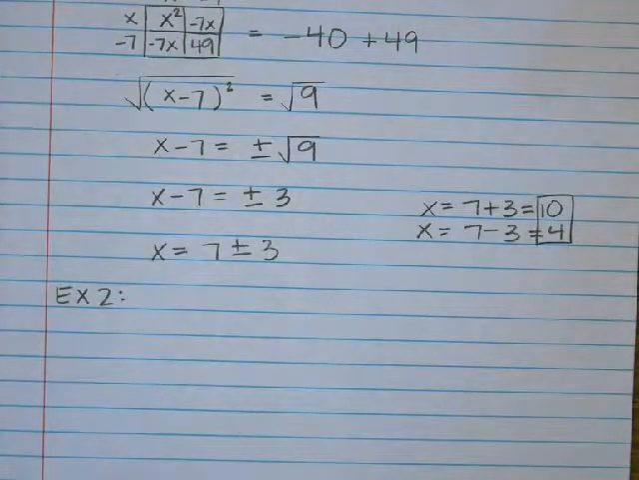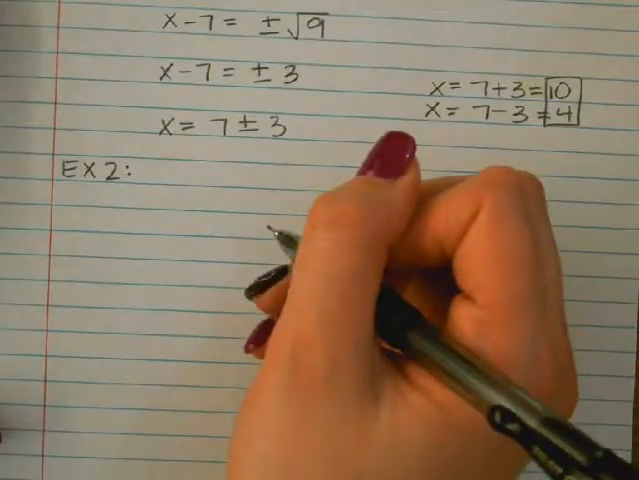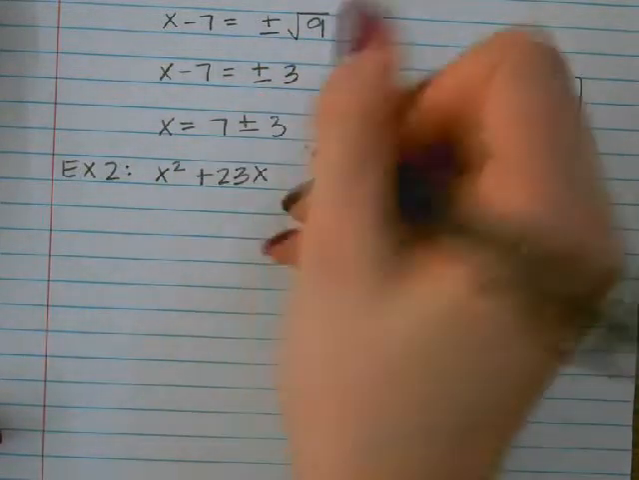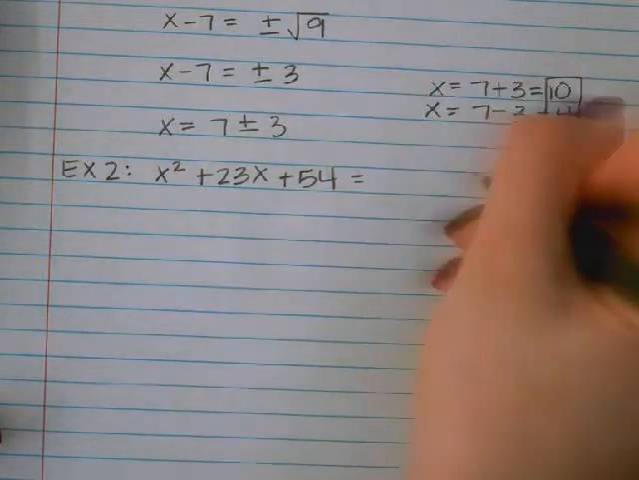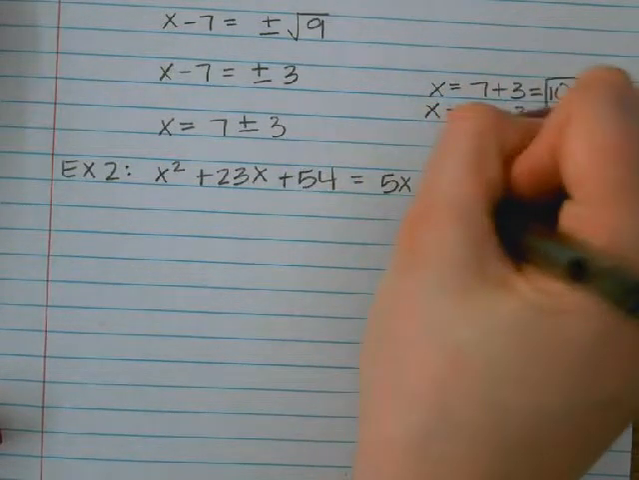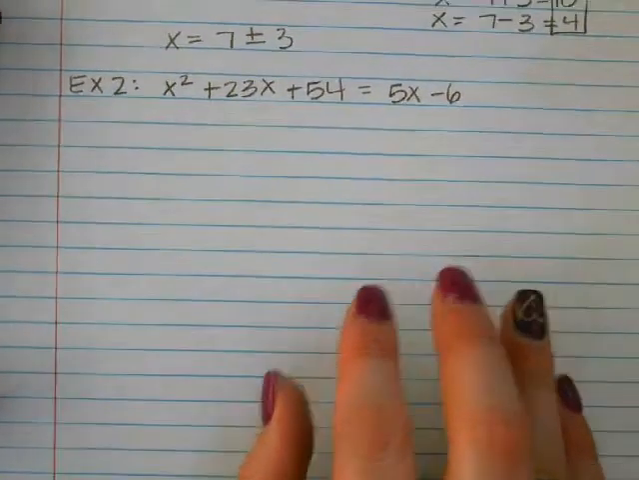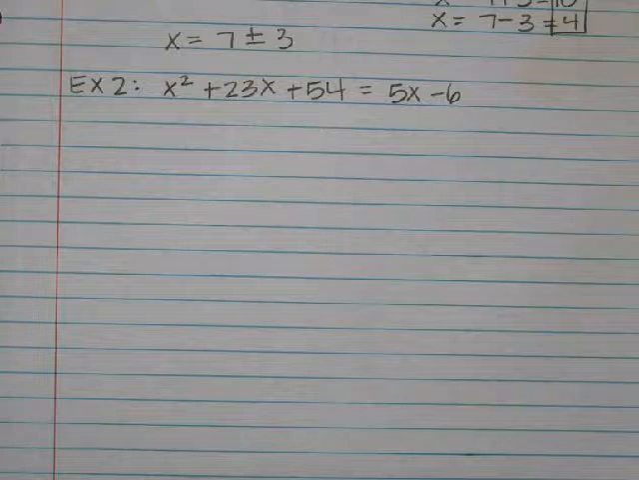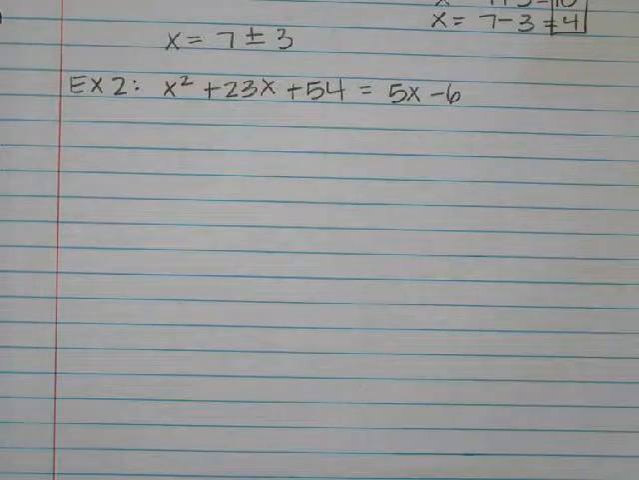And example 2 is all sorts of messy when you start it. So it's x squared plus 23x plus 54 equals 5x minus 6. So it really does not look like how we want it to look. It looks weird, right? What do we want it to look like? Yeah, we want x squared plus the x's all on one side, right? So what should we move first?